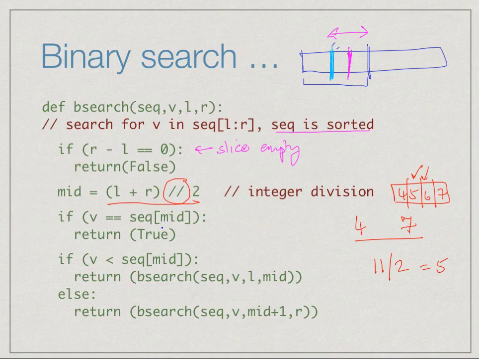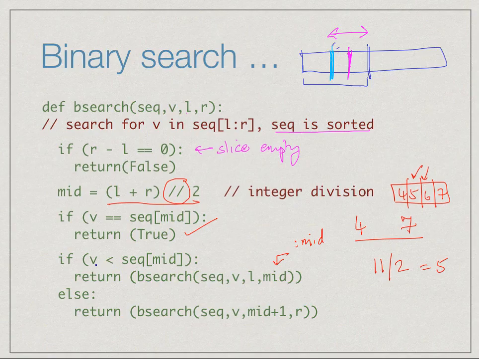Now we check whether the value is the value at that midpoint. If so, we return true. If it is not, then we check whether it is smaller. If so, we continue our search from the existing left point till the left of the midpoint. Now we are using this Python thing that actually means there's a slice up to mid, and therefore it stops at mid minus 1. So it will not again look at the value we just examined. It will look at everything strictly to its left.